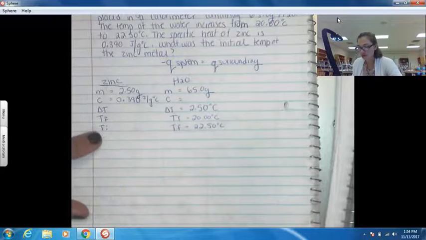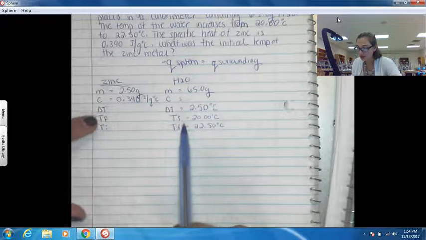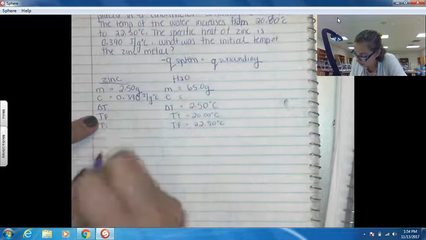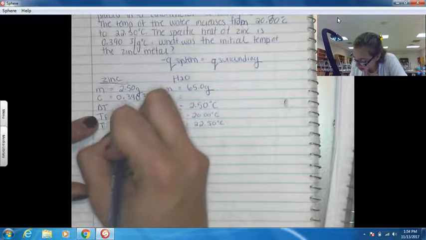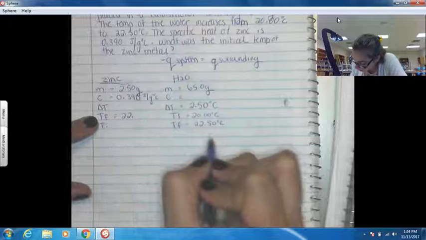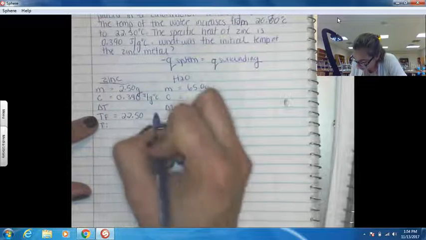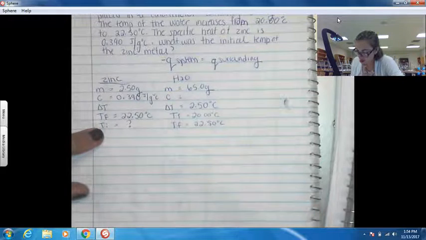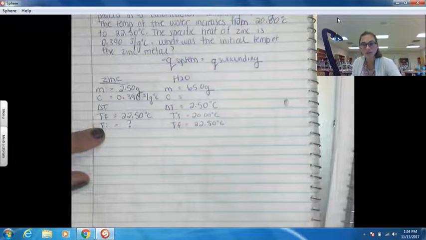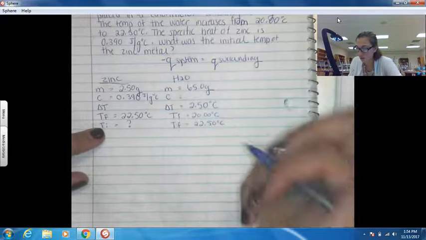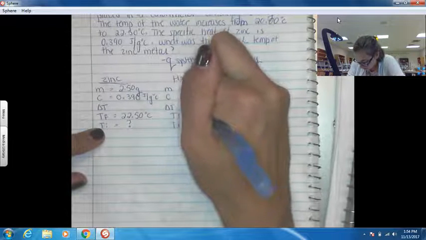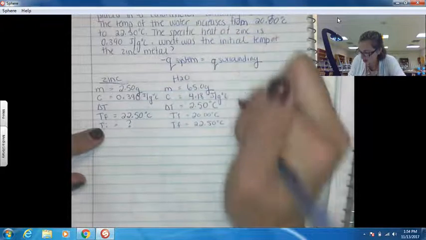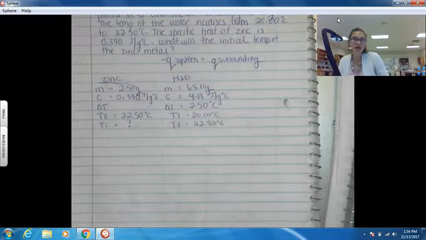Well, if we think back, the final temperature of both our water and our metal have to be the same. So we know that the final temperature is 22.50. What we're looking for is our initial. The only other missing piece of information is of our water, but we know that the specific heat of water is 4.18 joules per gram degrees Celsius. So let's go ahead and set up this equation.